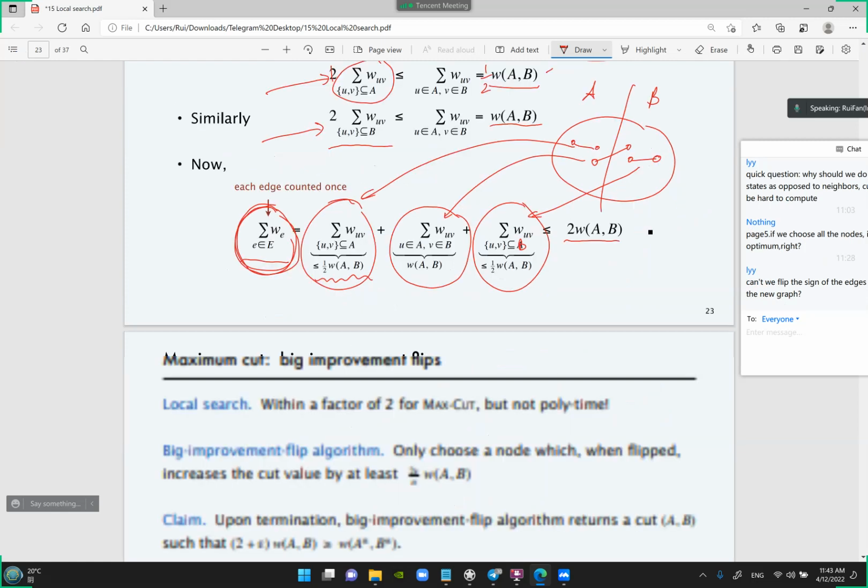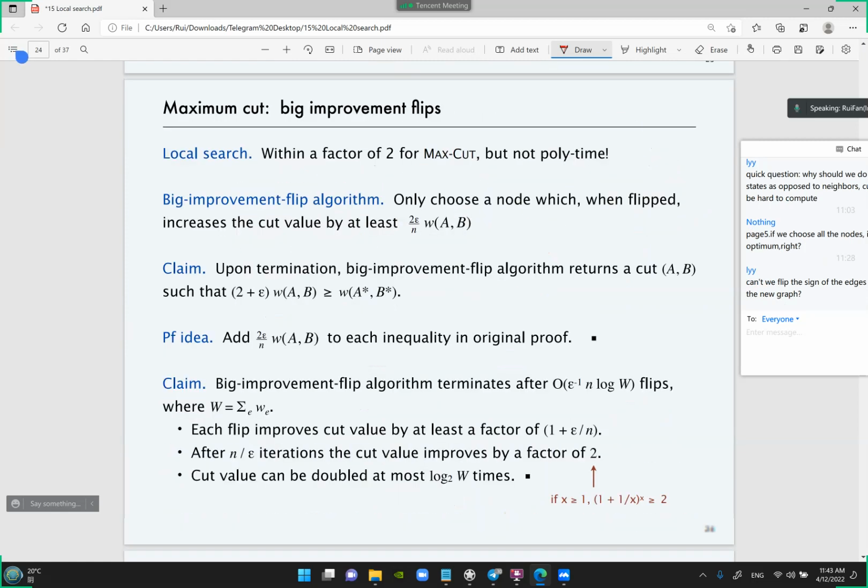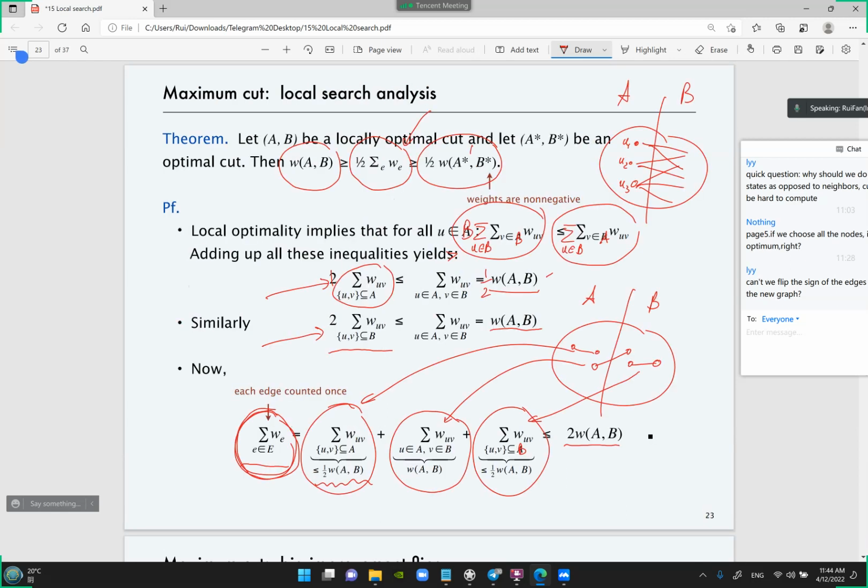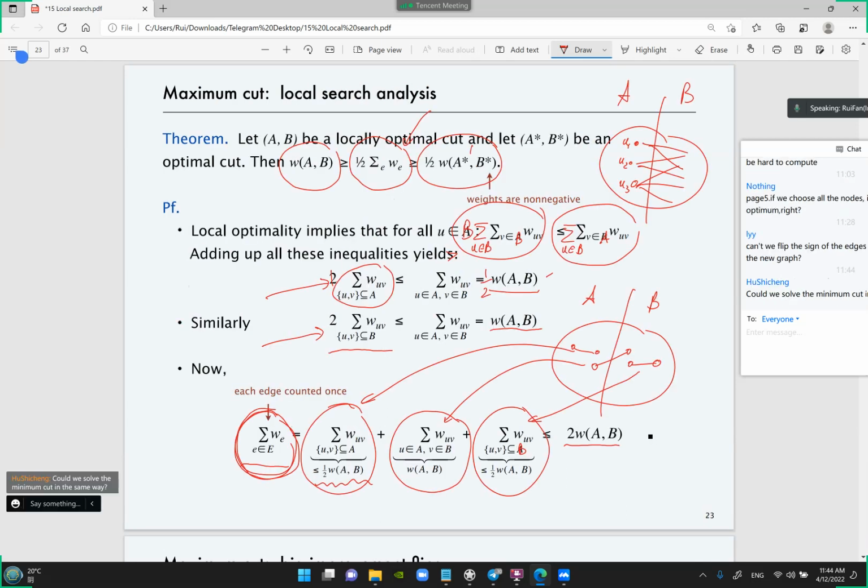All right, so there are a few more things I'll say about this algorithm. One thing is that this algorithm currently is not polynomial time, and it's because of the running time of the algorithm. So the only bound on the, let's see.